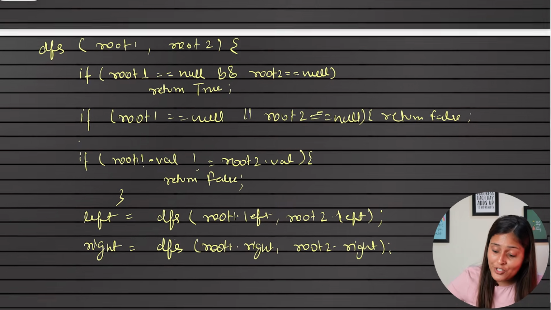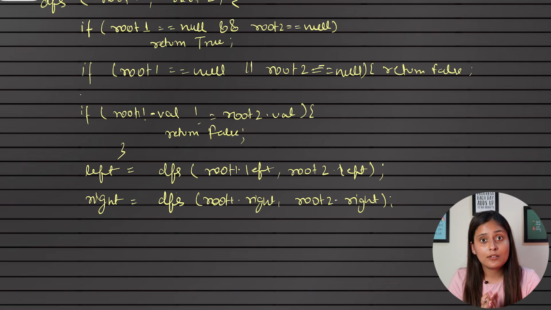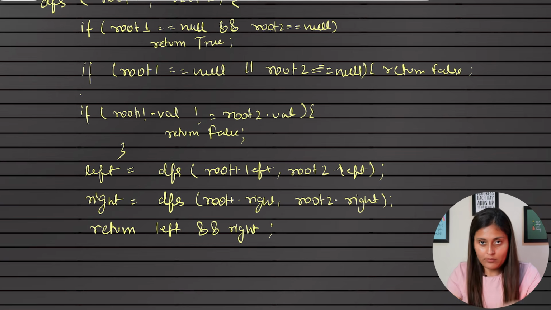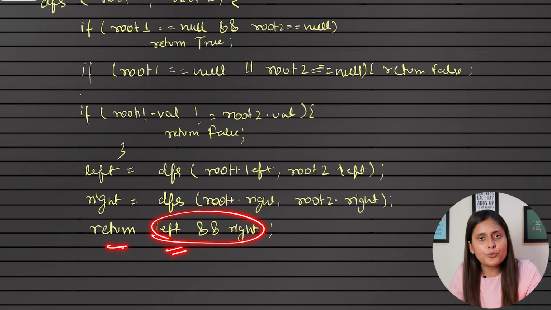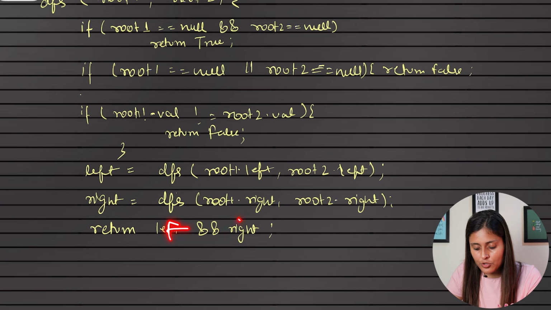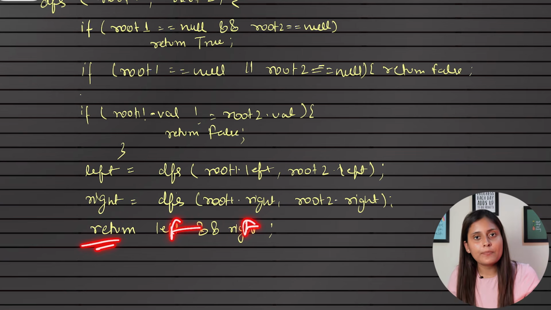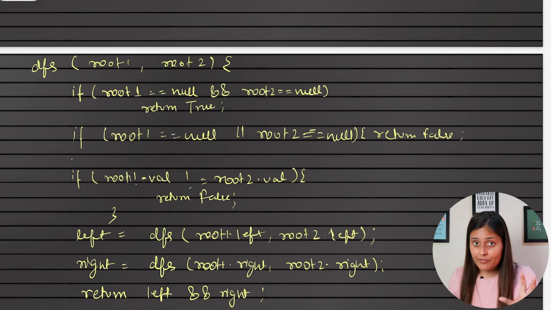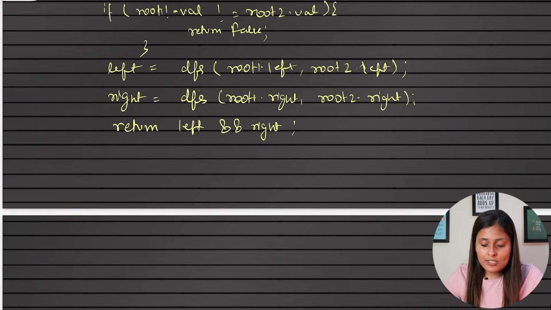So what should we actually return at the end after the call? Yes, return left and right. Can I say? If both are true, then only and will pass and it will return true. If any one or both are false, okay, false, true, or else true, false, or else false, false, this will return false, and that's what is expected. So this will be our DFS call. Okay.